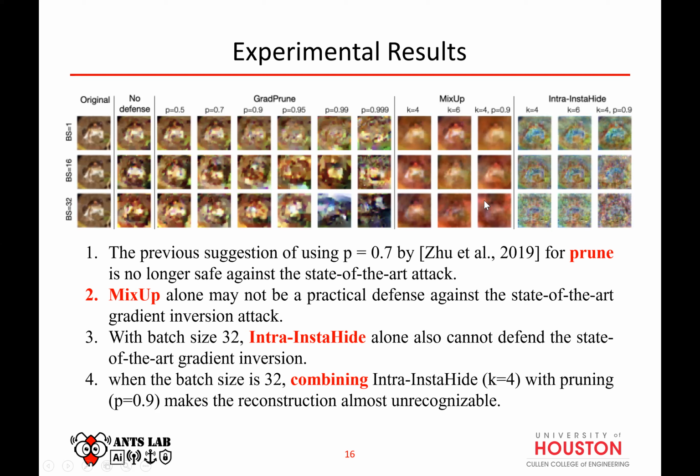And we can see that with batch size 32, InstaHide alone also cannot defend against these gradient inversion attacks. When the batch size is 32, combining InstaHide with pruning makes the reconstruction almost unrecognizable.